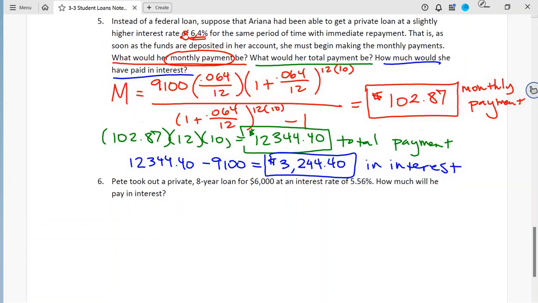Okay, so the last question that we're doing is number 6. Pete took out a private 8-year loan. Okay, not 10 years, an 8-year loan for $6,000 at an interest rate of 5.56%. How much will he pay in interest? Again, you'll figure out the monthly payment formula. How much is he paying per month on this loan? Over the 8-year period, how much has he paid in total? Subtract off the $6,000 that he borrowed, and that's how much he's paid in interest for borrowing this. Okay, will you please pause the video and give this problem a try?